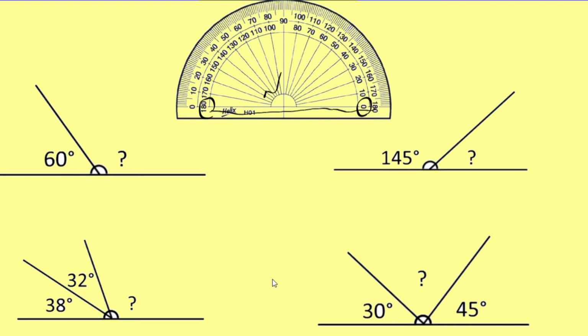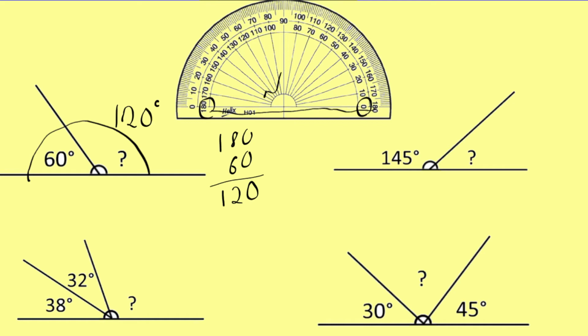So when you get to a problem like this, if we know that this is 60, we know that the whole lot is 180. We just do 180, take 60, and that'll give us our missing angle. 180 take 60, so 0 take 0, 0. 8 take away 6 is 2. 1 take away nothing is 1. So this missing angle here is 120 degrees.